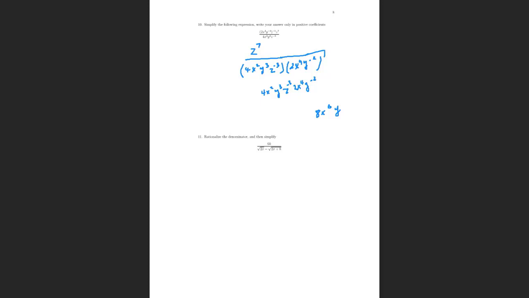And z to the -3 says z to the -3 over z to the 7th, and we can just bring the z up and make it a positive exponent. So that's just going to be z to the 7th times z cubed, which is just z to the 10th. So all you're going to have is just z to the 10th over 8x to the 6th y. Not too bad, I would say.